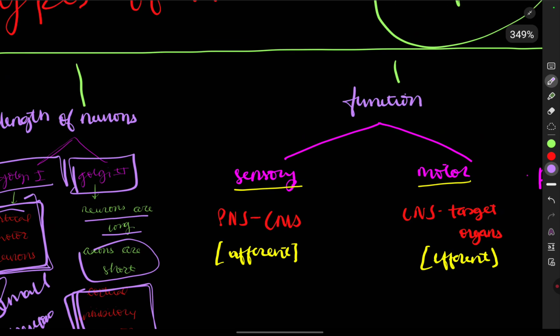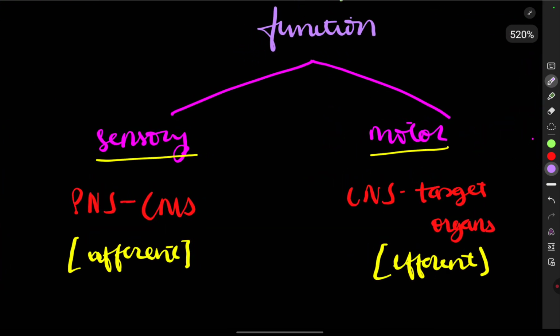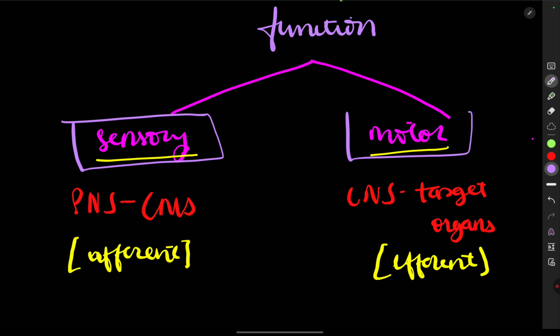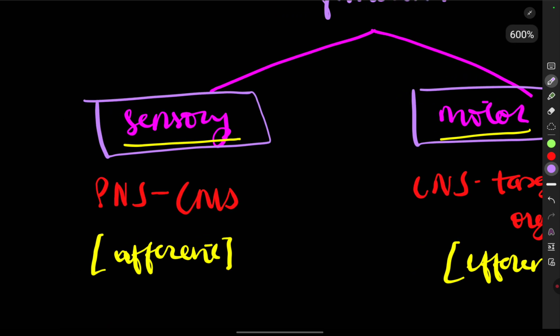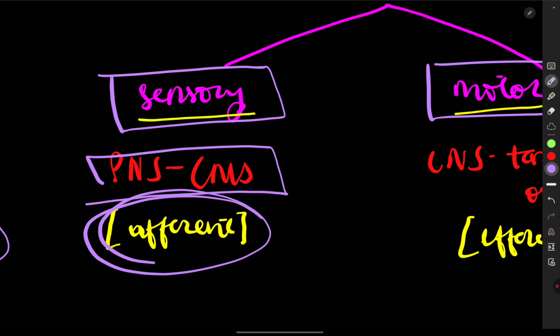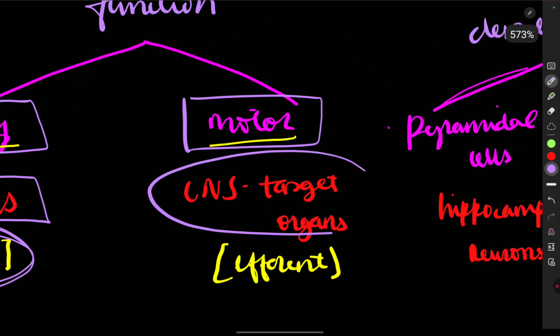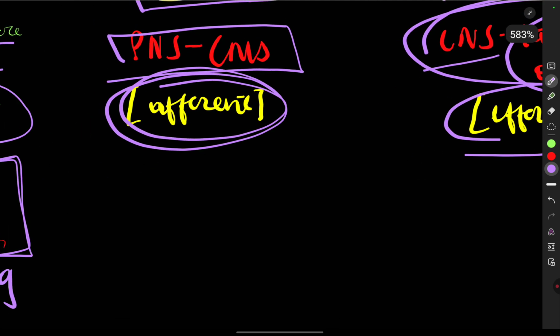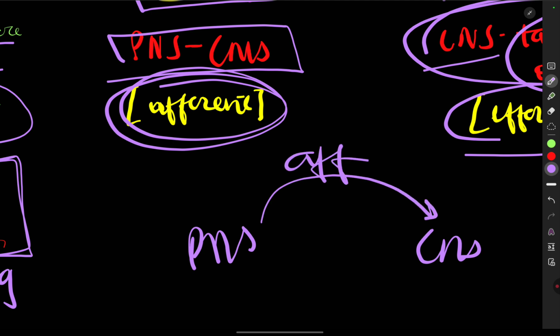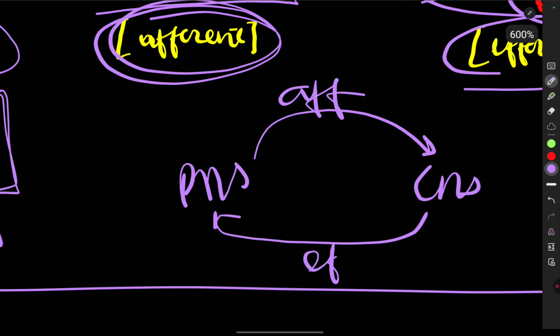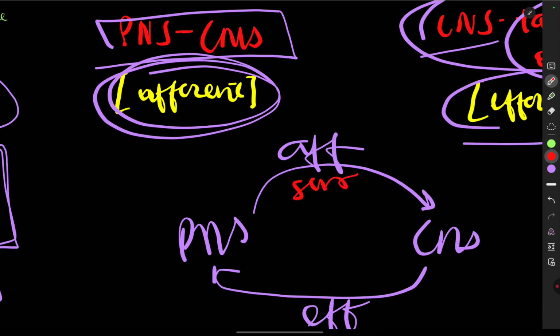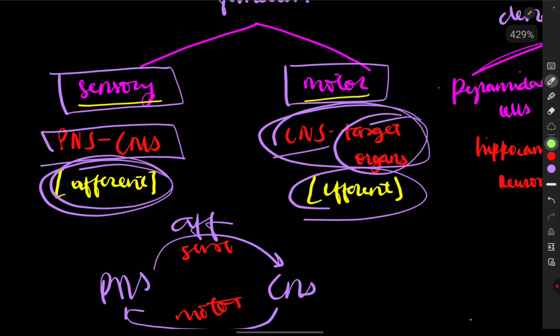Now on the basis of function, they are sensory neurons and motor neurons. Sensory neurons carry information from the PNS to the CNS, and they are called afferent. Motor neurons carry the information or the response from the CNS to the target organs, the efferent. So from PNS to CNS it is through the afferent, and from CNS to the periphery it is through the efferent. It is sensory and it is motor. So we are done with this.